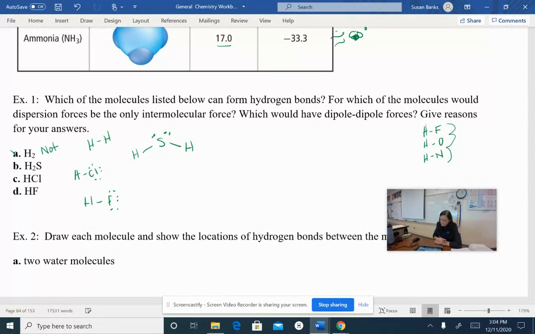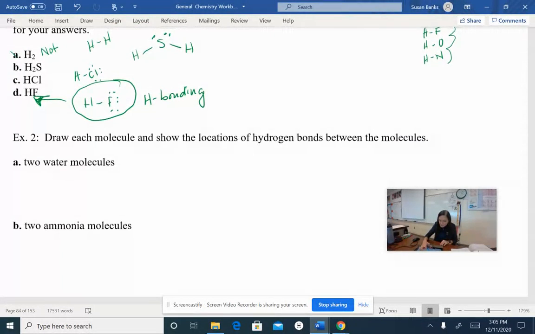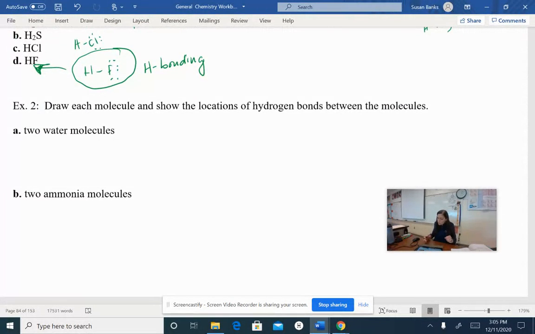Okay, any hydrogen bonds going on there? Hopefully you saw this one, hydrogen fluoride. It's the only one that can create hydrogen bonding. All the rest of them, no, not hydrogen bonding. So I want to draw molecules of two water molecules and show the hydrogen bonding between the two.